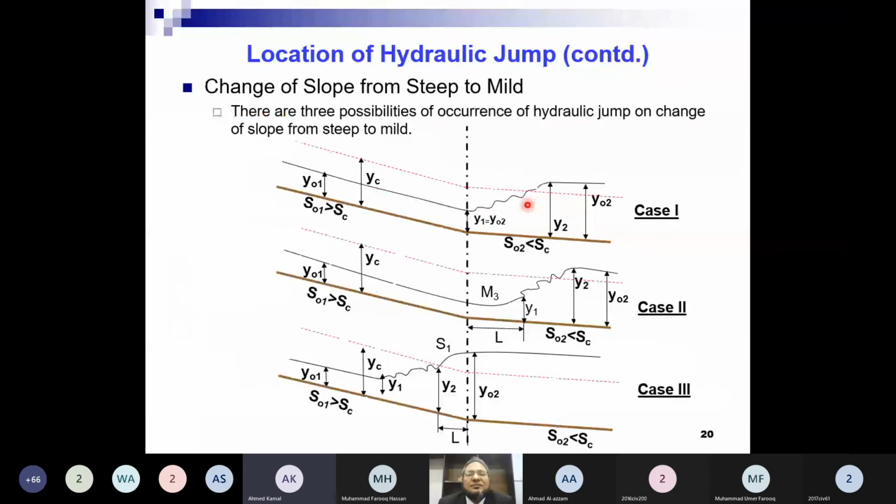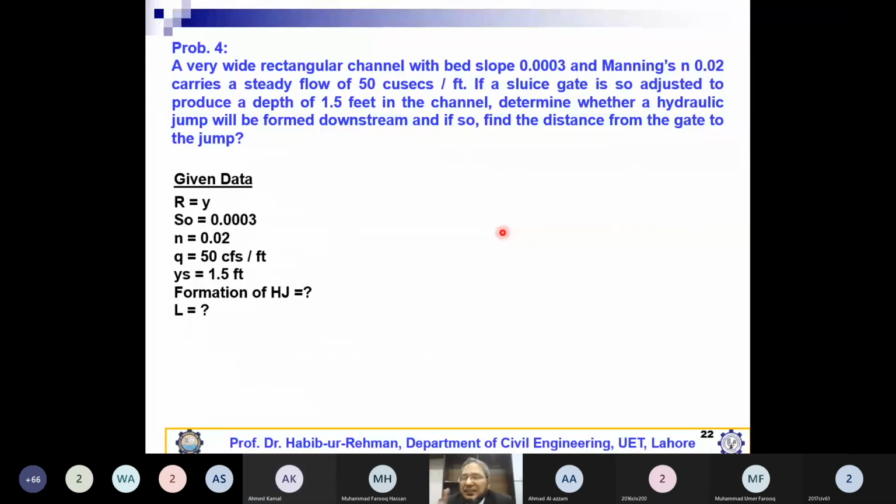So first we should compute the normal depth of flow. And how can we compute it? By using the equation of small q. What is the equation of small q? V into y, and V from Manning's equation, because Manning's n is given: 1.49 over n, y to the power 2/3. Here y will become y naught, y naught to the power 2/3, into s naught to the power 1/2, into y naught.